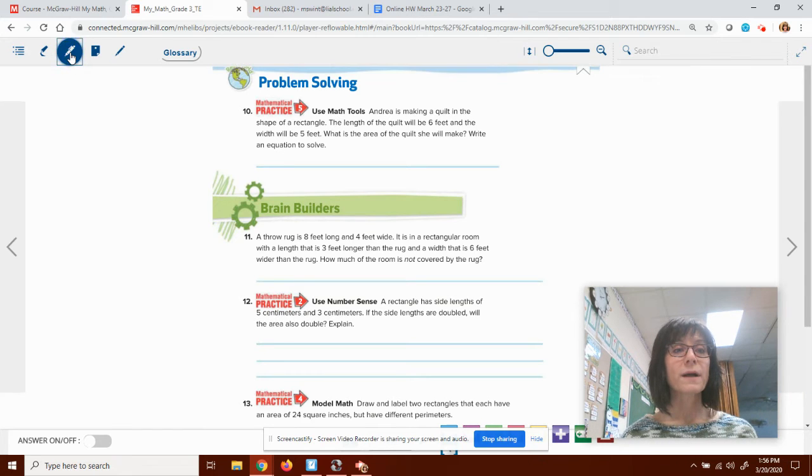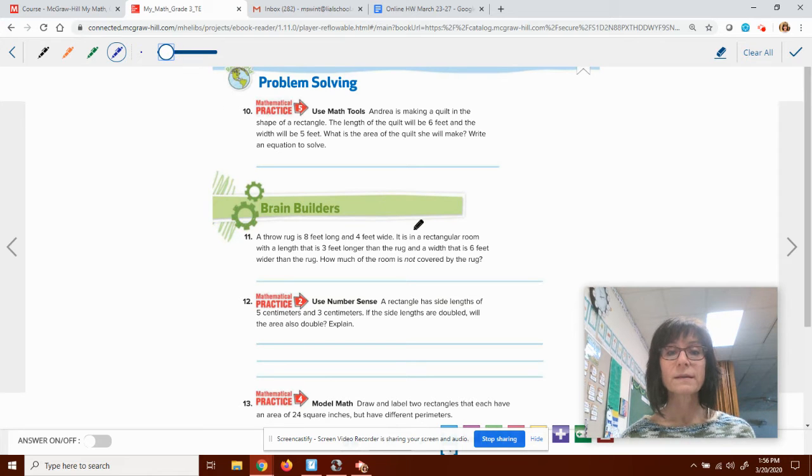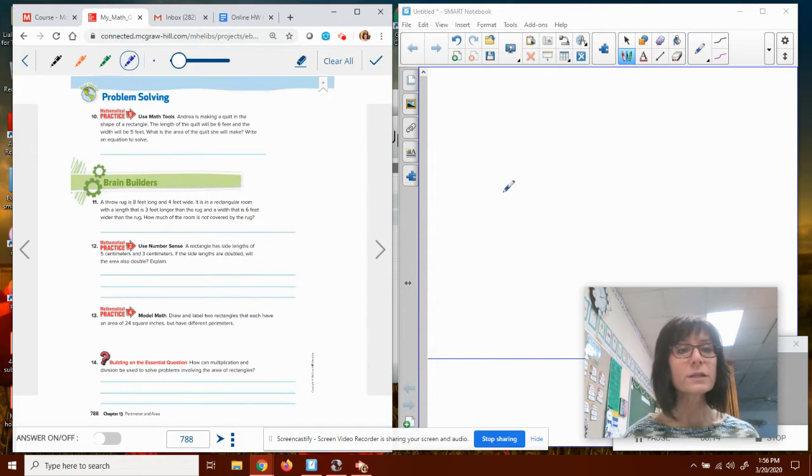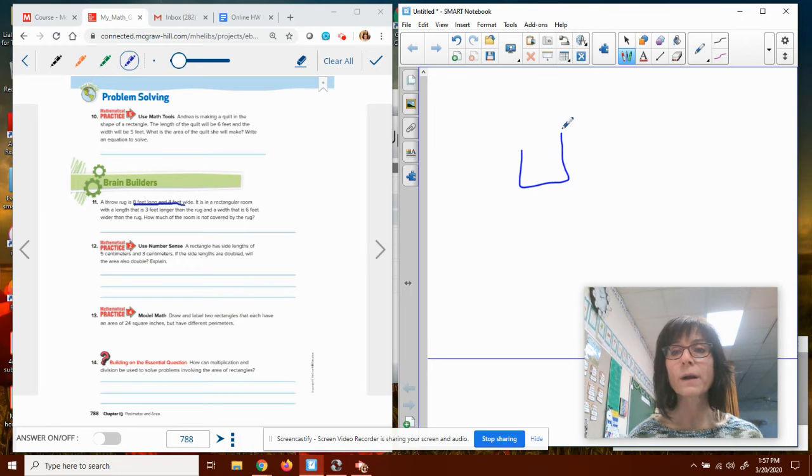Brain builder. A throw rug is 8 feet by 4 feet wide. It is in a rectangular room with a length that is 3 feet longer than the rug and a width that is 6 feet wider than the rug. How much of the room is not covered? We're going to try this by using our smart board here. We know the throw rug was 8 feet by 4 feet. So here's my throw rug.